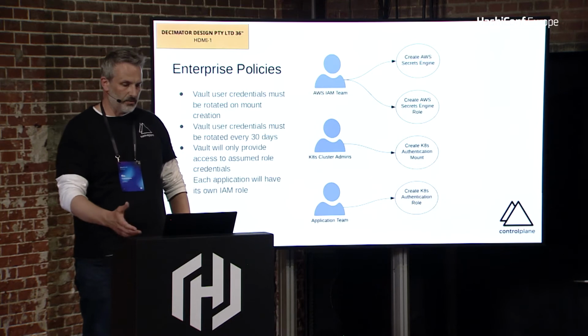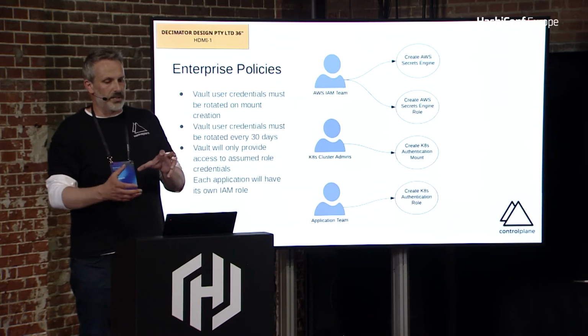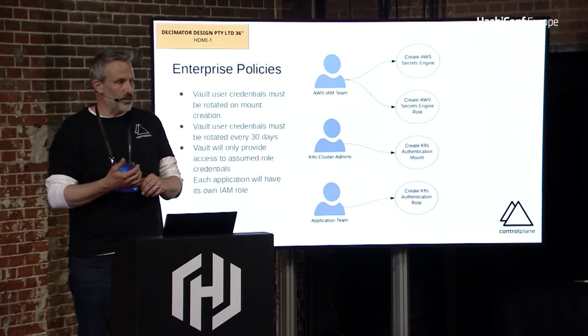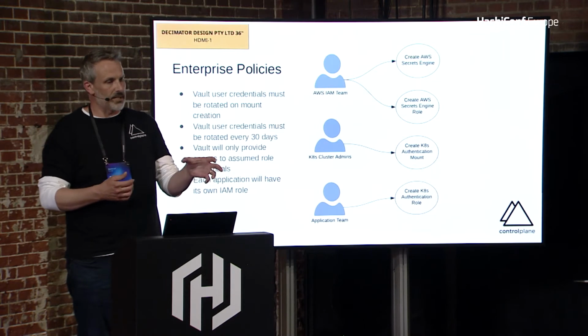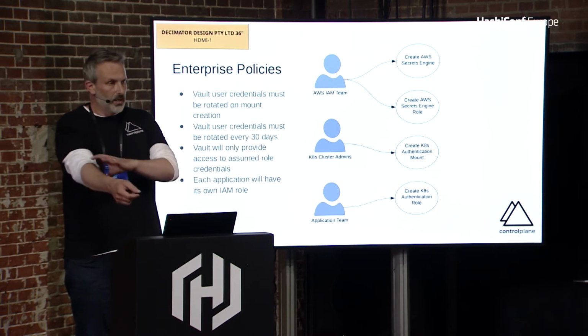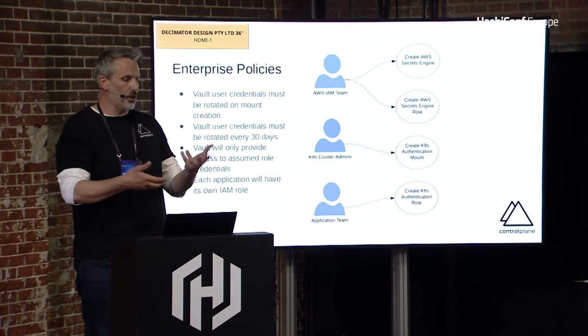So we've got some various teams involved. We've got an AWS IAM team. They will be provisioning the AWS IAM, and they need to be able to configure Vault to vend AWS credentials. We've got our Kubernetes cluster admins. When they provision new Kubernetes clusters, they want to configure the Kubernetes authentication mount. And then we've got the app teams who will be consuming these.